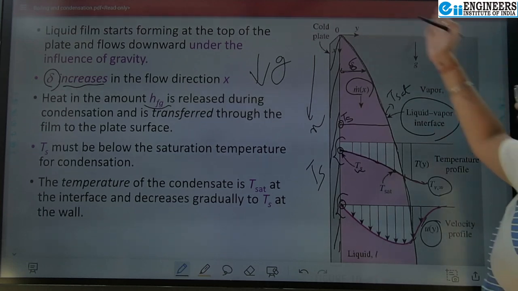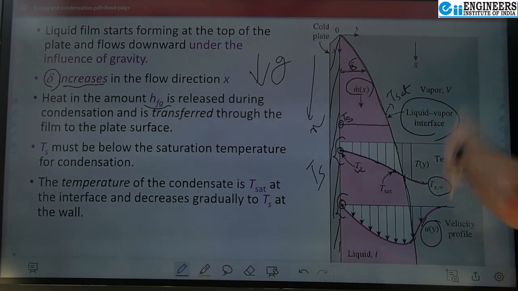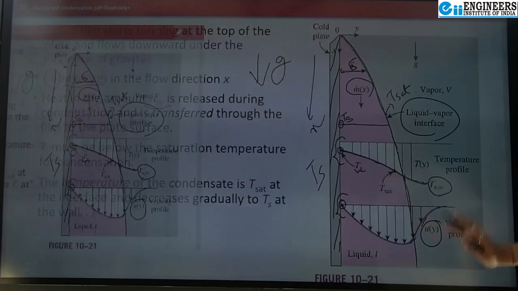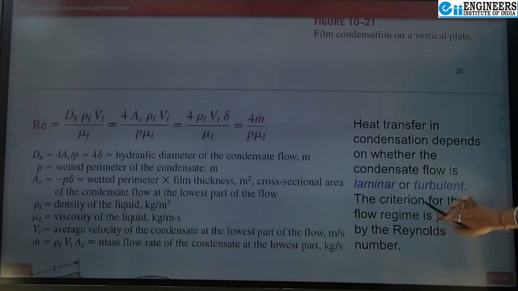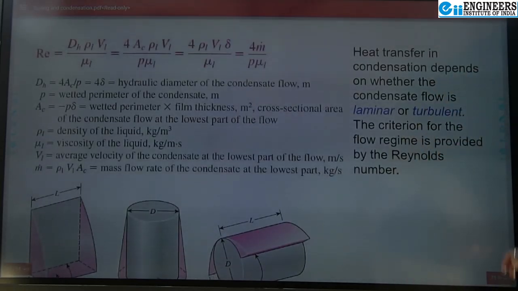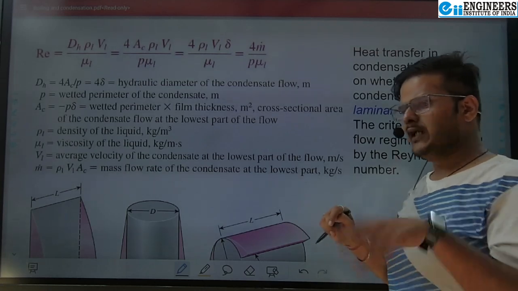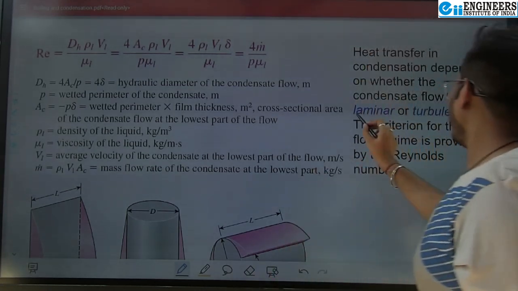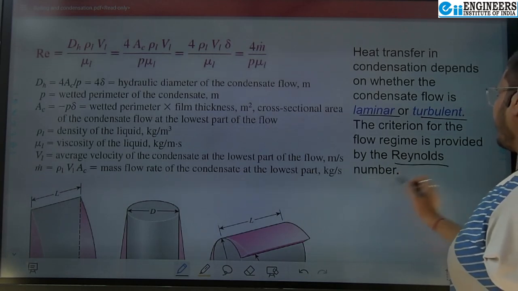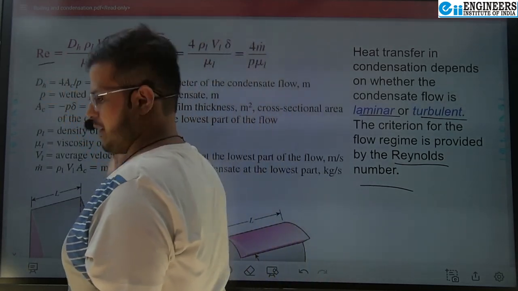So this is the overall nomenclature of how the velocity and temperature distribution are seen when film condensation is taking place. Hope you are clear with this analysis. Then, while the flow is taking place, it has some mass flow rate, and that can be laminar or turbulent. This is determined by the Reynolds number, which is rho v d by mu, isn't it?